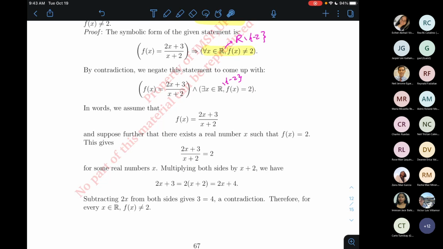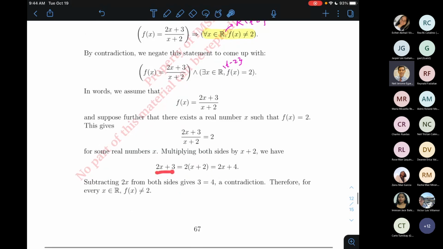All right? And then we can multiply both sides by x plus 2, and that's valid by the multiplication property of equality. So we get 2x plus 3 equals 2 times 2 times x plus 2. And then we simplify this guy, we get 2x plus 4. Okay? So the equation that we have right now is 2x plus 3 equals 2x plus 4. And once we subtract 2x from both sides, we're getting 3 equals 4, which is a clear contradiction. Ang 3 ay hindi equal kay 4.